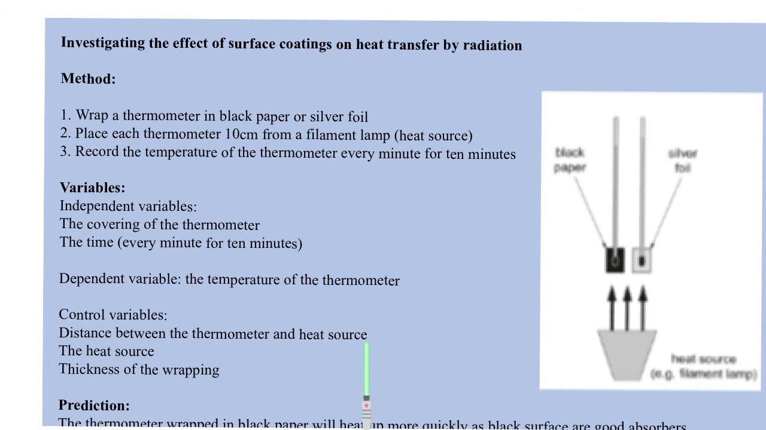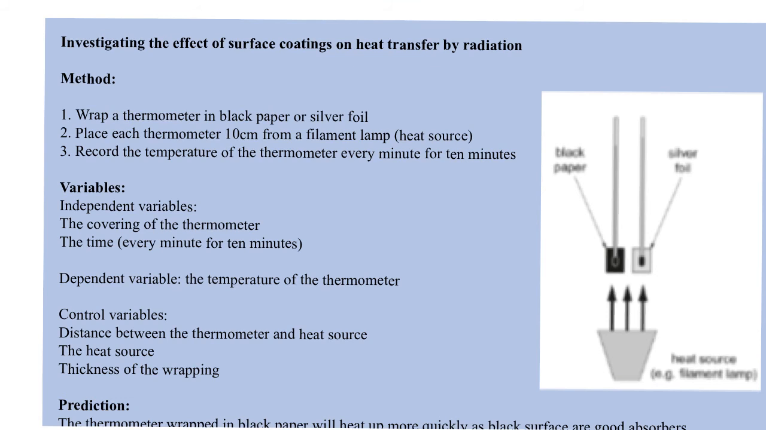And I'm also going to keep the thickness of the wrapping the same. If you think, if I put a huge layer of black paper and a tiny thin layer of foil, it's likely that that black paper is actually going to mean that the thermometer heats up a little bit more slowly. It's a bit like putting a big coat on it, isn't it? So I'm going to make sure I've got the thickness of the wrapping the same.